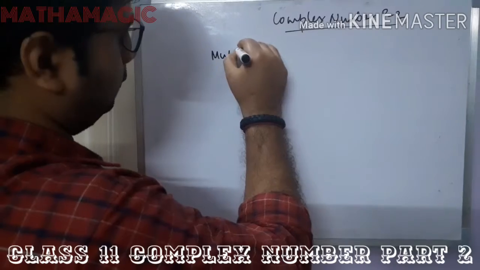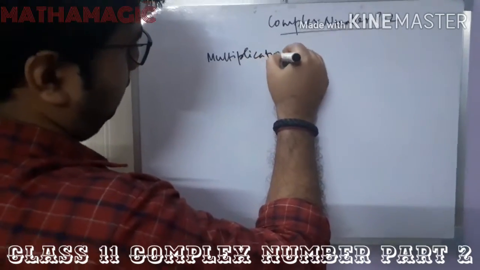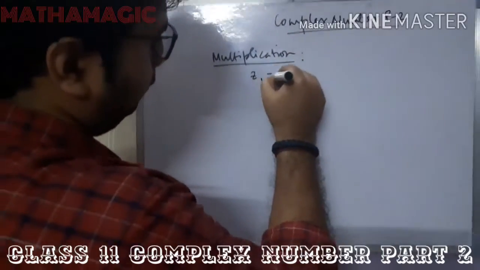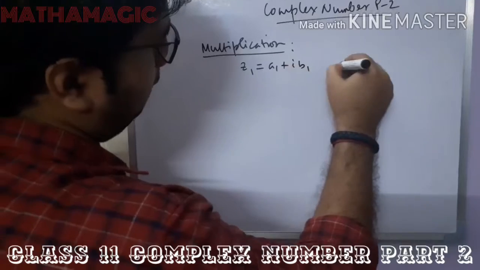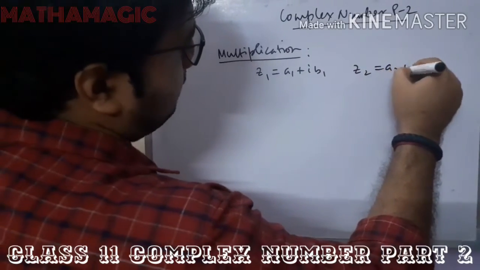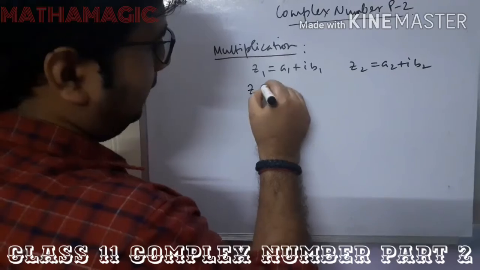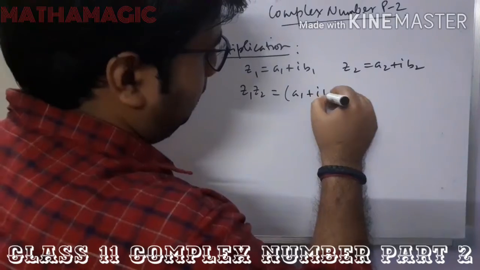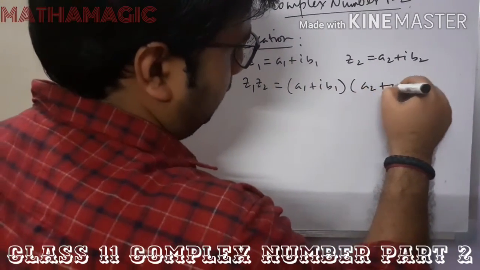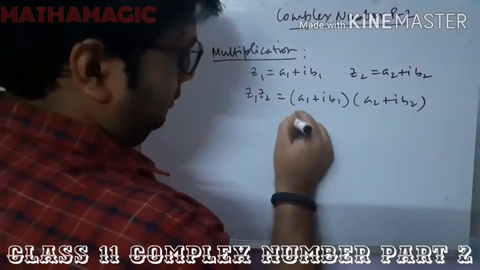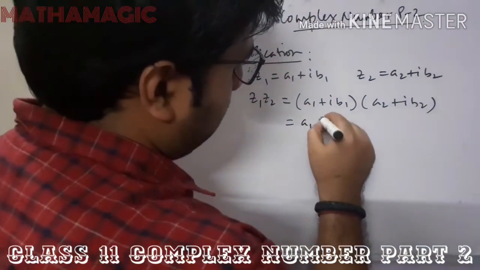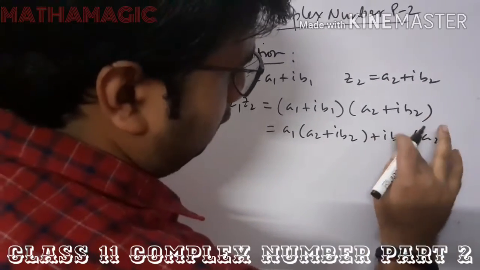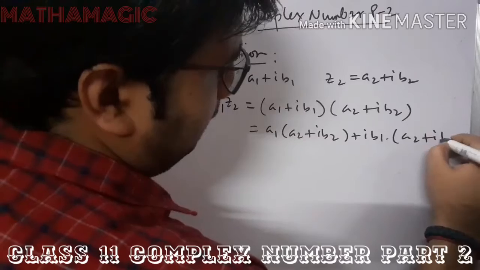Multiplication of two complex numbers. Let one complex number be a1 plus ib1 and let another one be a2 plus ib2. Now if we multiply, that is z1 into z2, then what will be the consequences? We will see (a1 + ib1) into (a2 + ib2). So first, as per the normal multiplication law of algebra, it will come like this: a1 into (a2 + ib2) plus ib1 into (a2 + ib2).